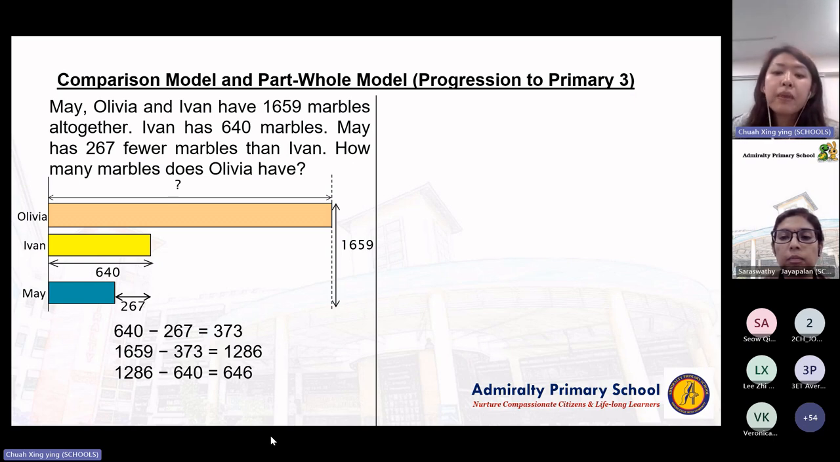So then we look at May. May has 267 fewer marbles than Ivan. So we draw May with a shorter bar and label the difference 267. First, we find the number of marbles that May has. 640 minus 267 equals 373. Then, from the total 1,659, we subtract 373 to get 1,286, which is the number of marbles Olivia and Ivan have. Then, we subtract the number of marbles Ivan has, 640, from 1,286 to get 646. Can you all think of another way to solve this problem?